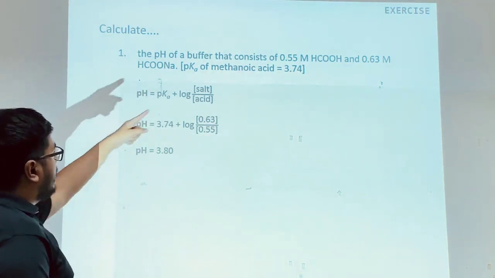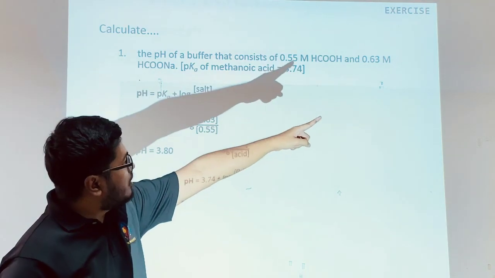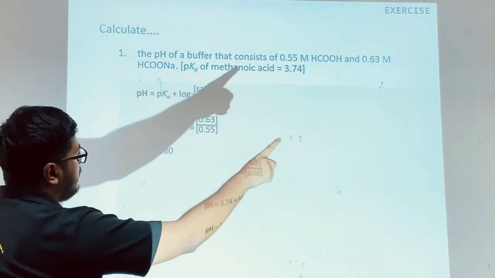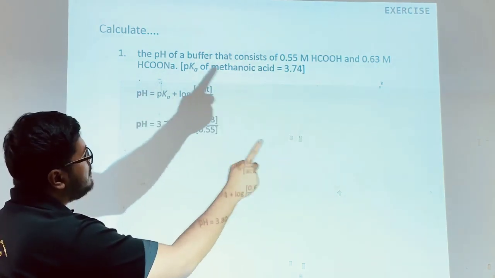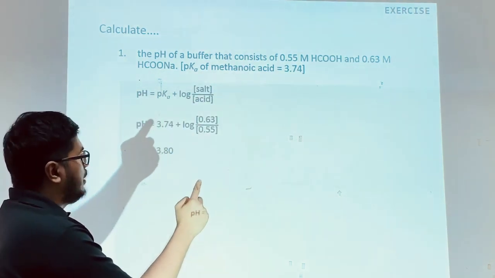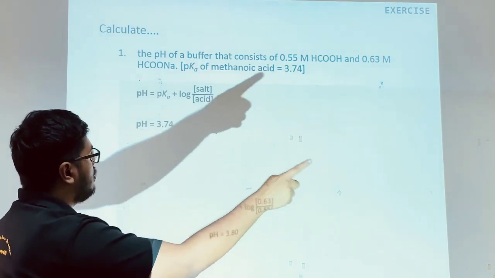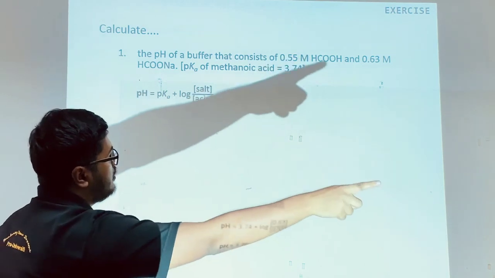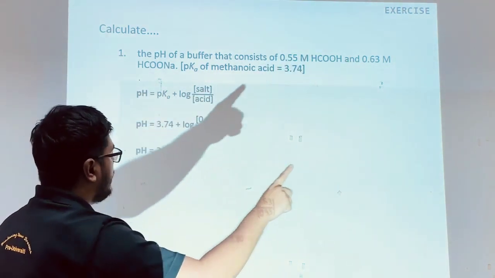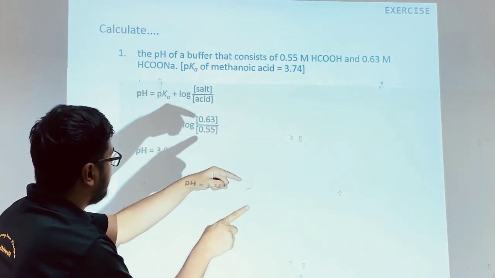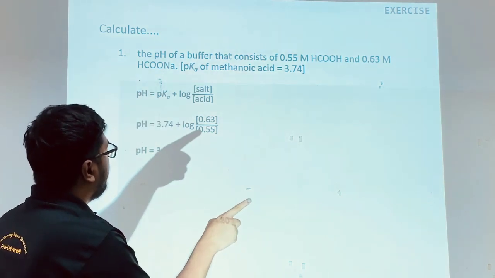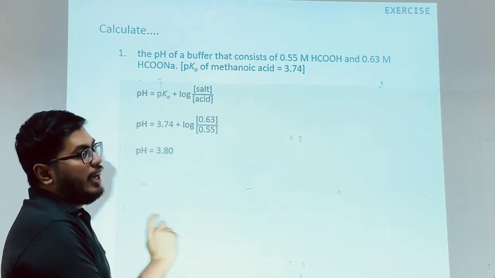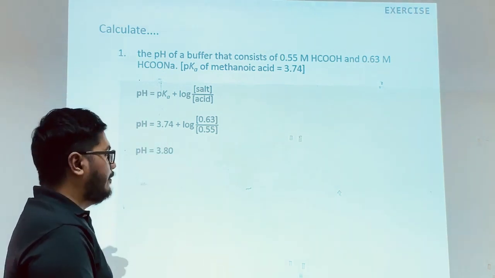Okay, so kita ada dua concentration. This is acid concentration and this is base concentration. And then the pKa is given to you. So substitute into the formula. Senang sahaja, 3.74 masuk ke dalam. Log salt over acid. Which one is salt? This one is salt, this one is acid. So masukkan salt and acid 0.63 and 0.55 ke dalam. So bila awak kira, you get 3.8. Itu adalah pH of the buffer.